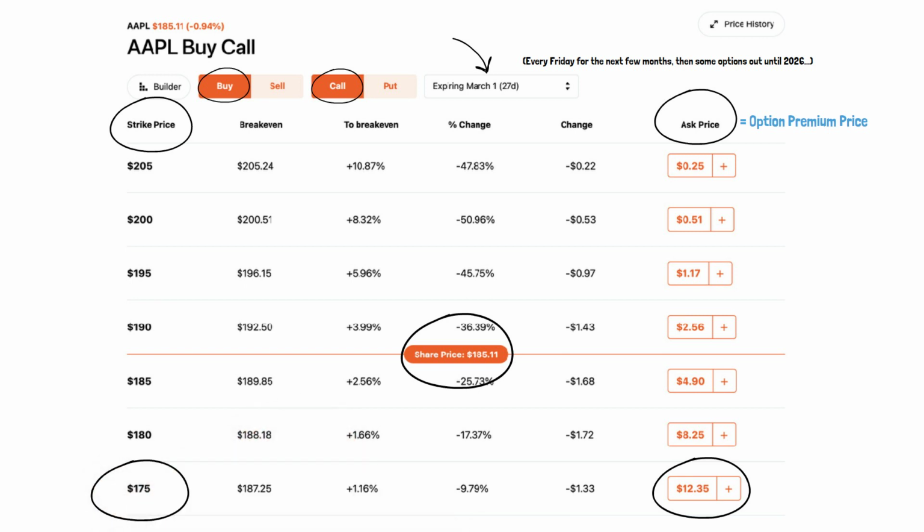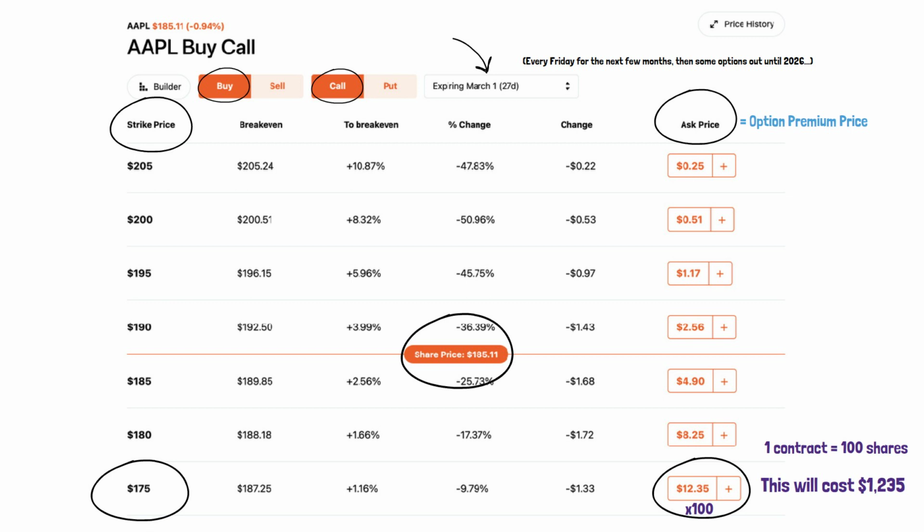Let's get one thing out of the way. In the options world, one options contract represents 100 shares of the underlying stock. The prices listed for the one options contract just represent the price for one share. Therefore, to represent 100 shares, we need to multiply the $12.35 cost times 100. This means that it will actually cost you $1,235 to buy one options contract. This is the only number you need to multiply by 100 on here.